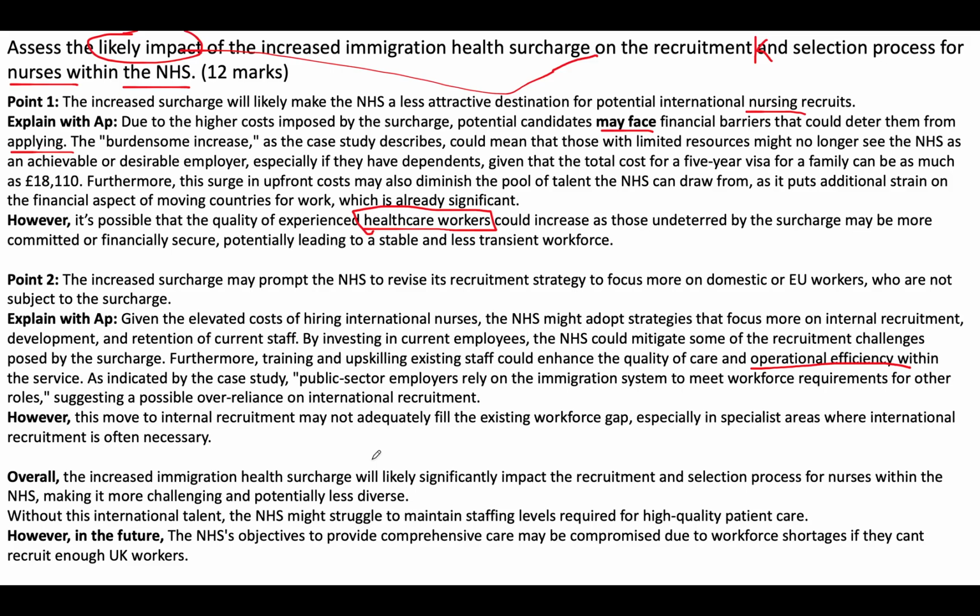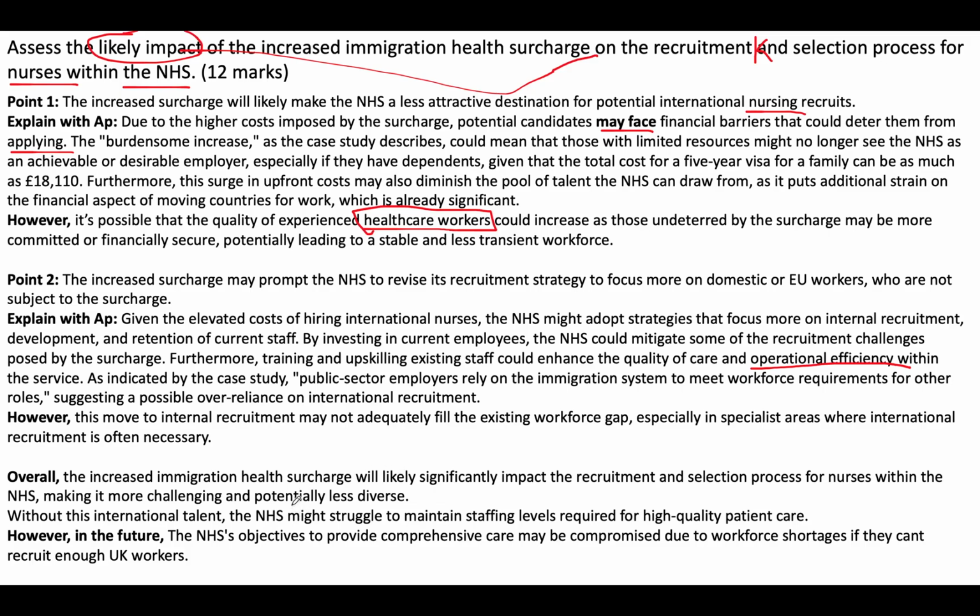Okay, so you have to think about that we give you the power to see the future. The future is keep up to date with current affairs, instead of your MOPS being abstract waffle that don't get awarded any marks. If you can't think of a contextualised MOPS, just don't bother writing one. Save the minute or two and go on to the 20 marker. However, in the future, the NHS's objectives to provide comprehensive care may be compromised due to workforce shortages if they can't recruit enough UK workers.